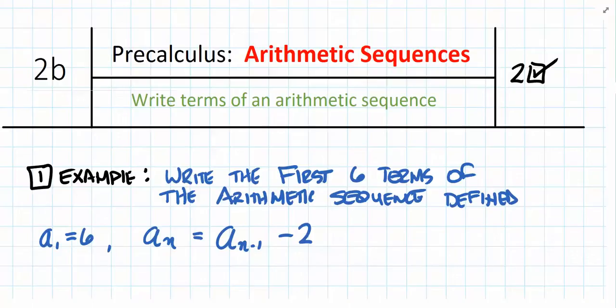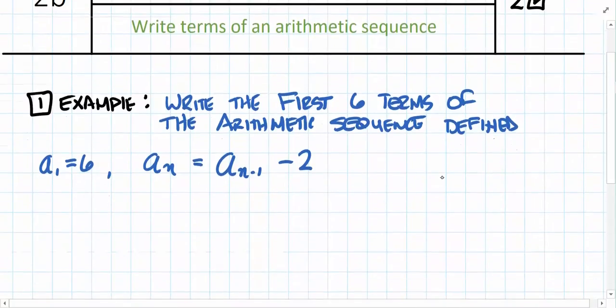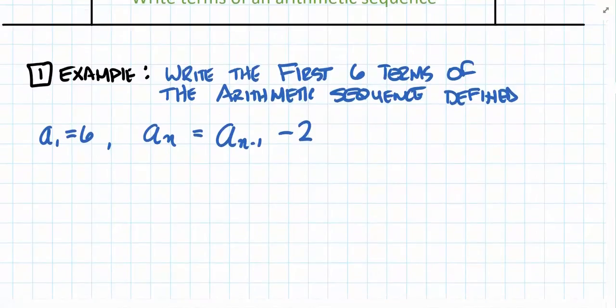Okay, here's Precalculus Concept 2b under arithmetic sequences. We're going to write the terms of an arithmetic sequence, and there are only two boxes, so let's get going. Box number 1 is an example. It says write the first 6 terms of the arithmetic sequence defined below.